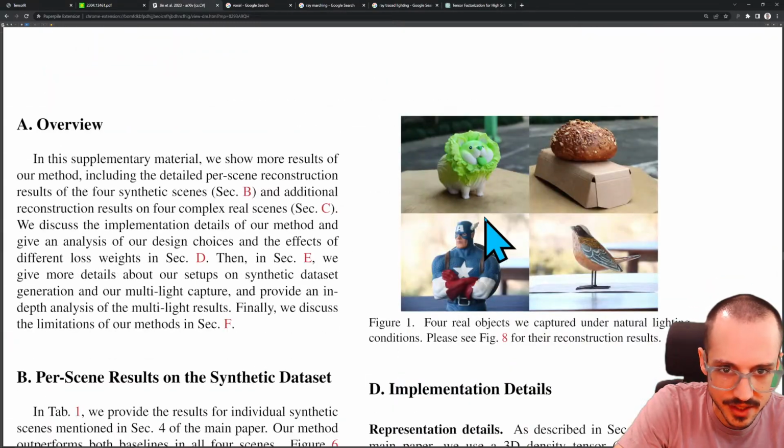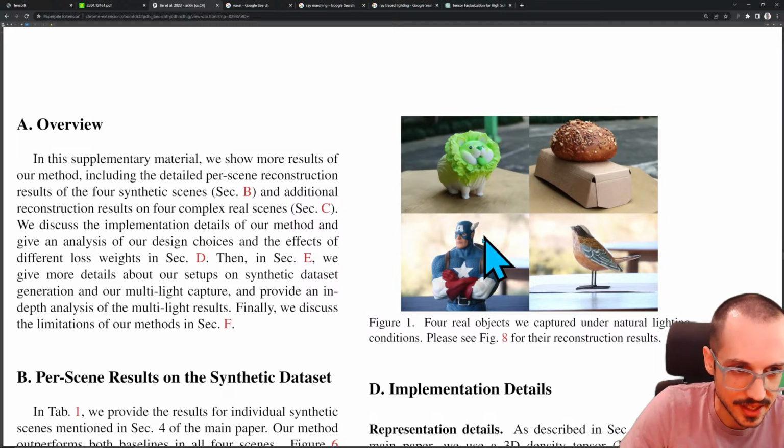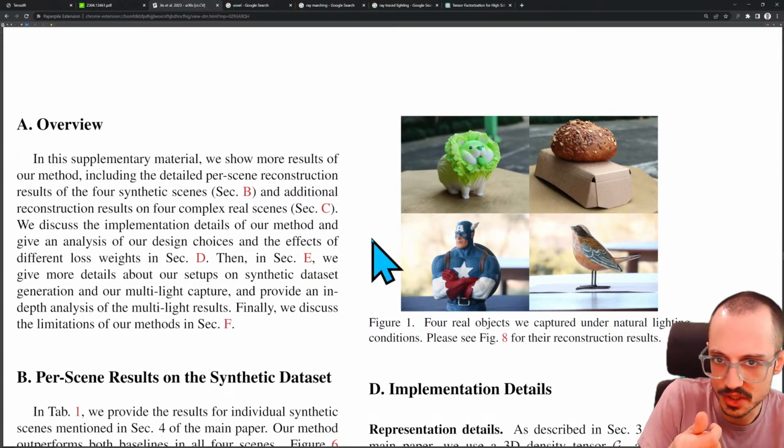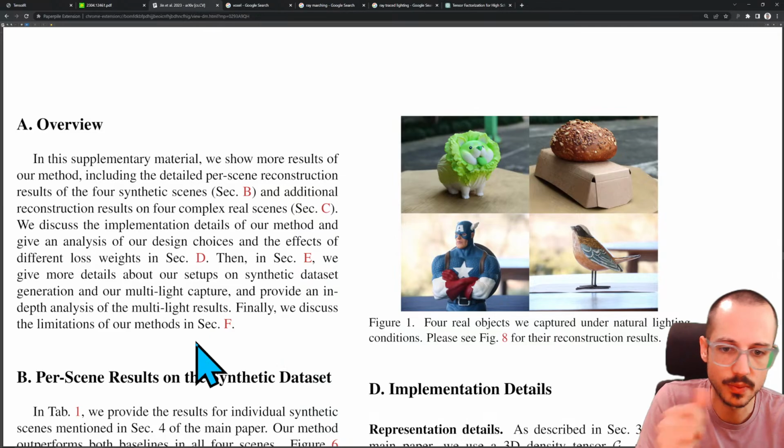Pretty cool. Let's see if there's anything cool here in the abstract. So, 4 real objects we captured under natural lighting. So this is a real object that they captured under natural lighting. What they mean by that is someone sat and took pictures of this object all the way around with a cell phone.